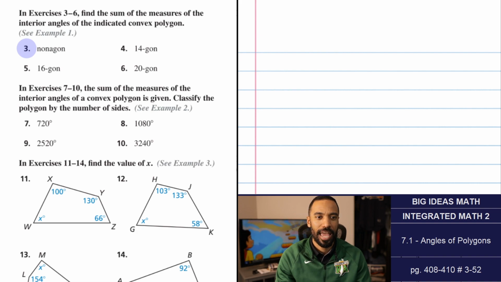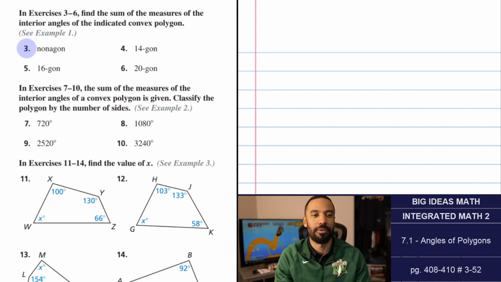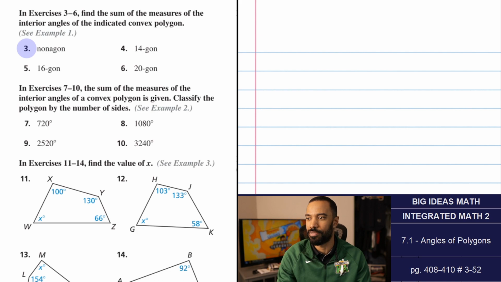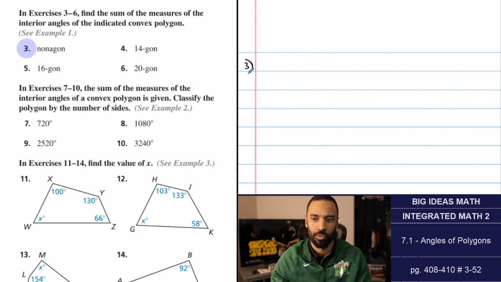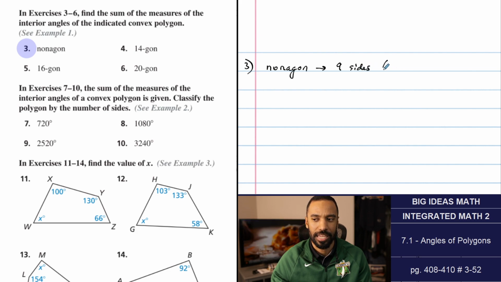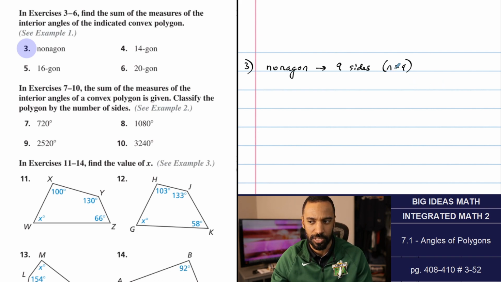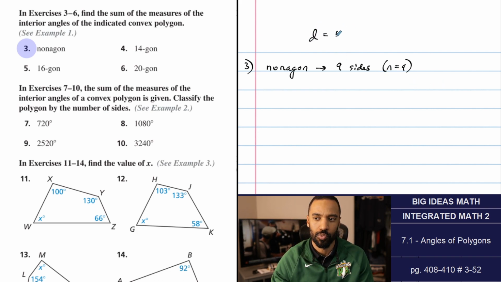Okay. In exercises 3 through 6, find the sum of the measures of the interior angles of the indicated convex polygon. Now, once again, I am going to probably write the formula in my own way. So a nonagon, I guess they need you to know what kind of shape that is. That's a 9-sided shape. So n equals 9. Later I'm just going to say n equals 9 instead of writing 9 sides. For our formula, d equals 180 times n minus 2. That's how I'm going to use it.